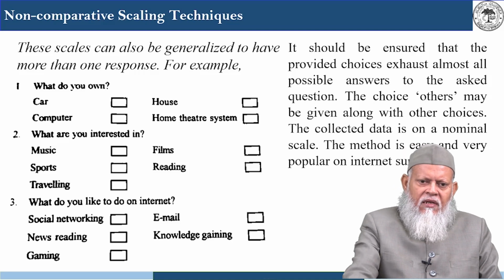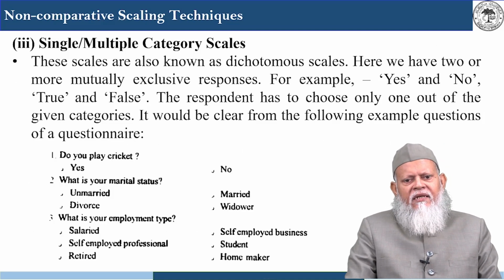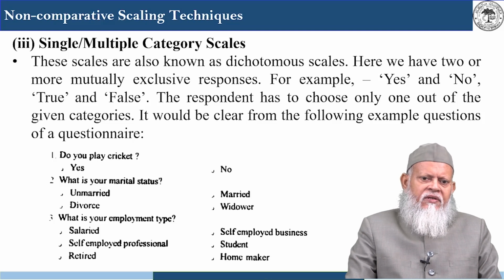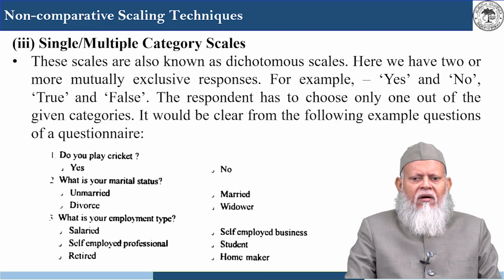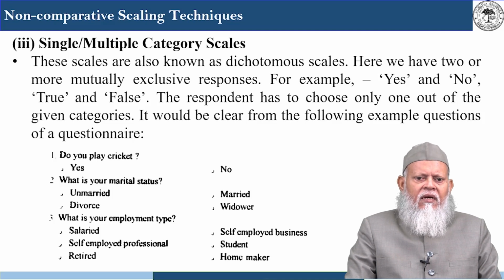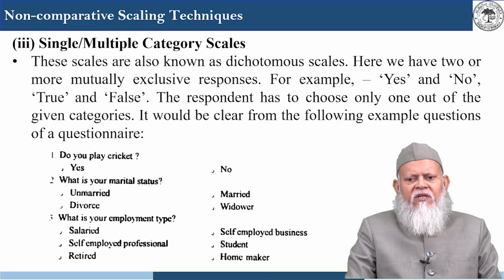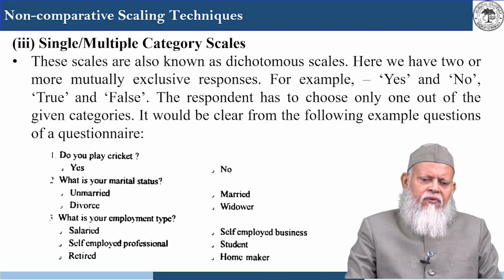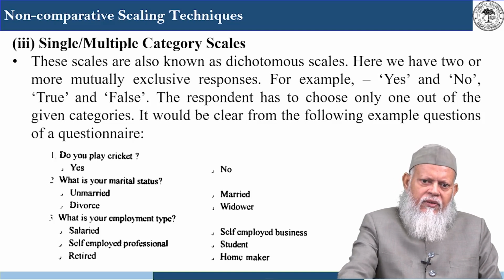So, this was about the single multiple category scales, in which the respondents are given a scale for the multiple choice or for the dichotomous, that is the scale is either dichotomous or maybe multiple also, and then those responses which have been given to him, they are mutually exclusive, so that the respondent is not confused between the two kind of responses. So this is how the single multiple category scales work.